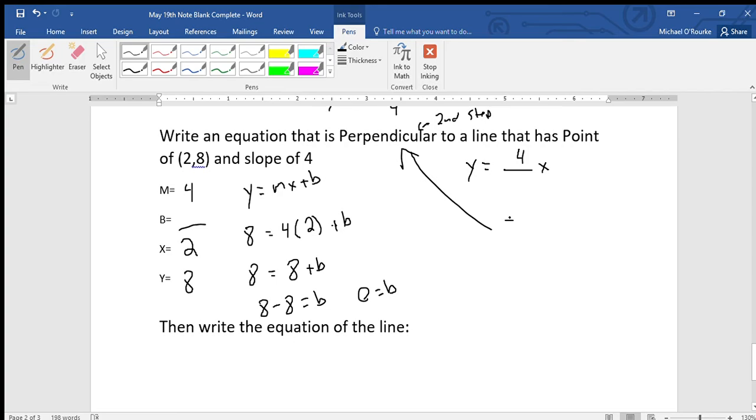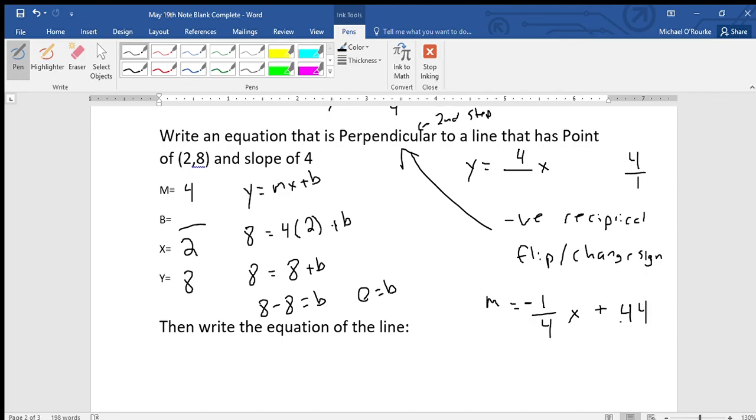Now, second step now. Perpendicular slopes are the negative reciprocal. Okay? What does that mean again? Flip, change sign. So my new slope, if I flip it, because this one is 4 over 1. So it's going to be 1 over 4 and change the sign. So I'm going to put a negative in front of that. And then this number could be anything. I could leave it as anything, but I'm going to write my favorite number, 44, just for fun. And that is my equation there.